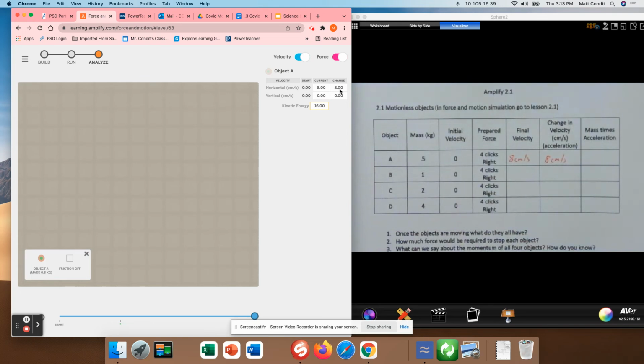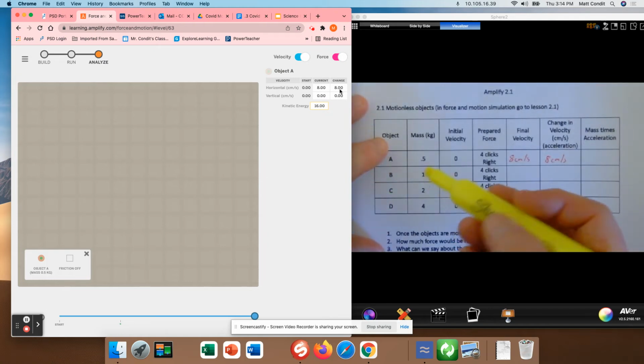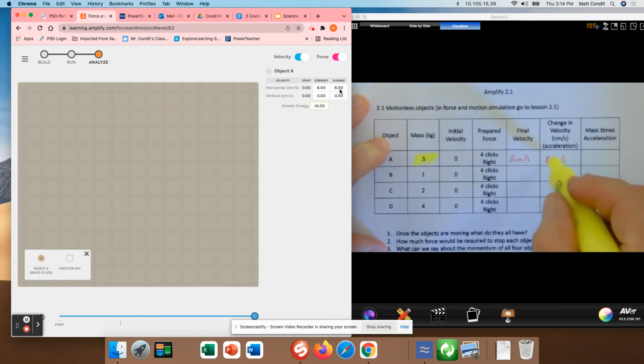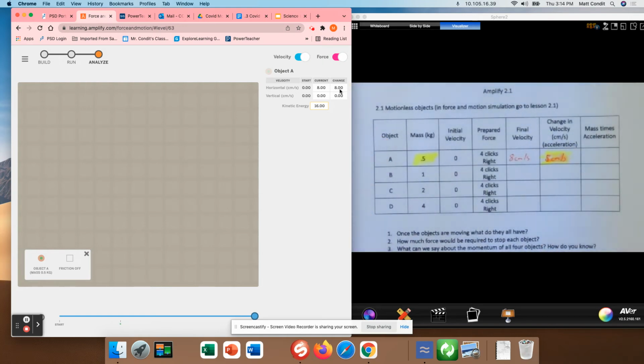Now notice the final part of the table, it just wants you to do exactly what it says, and that's take your mass number and multiply it times your acceleration number, which means you're going to take this number, that's your mass number, and you're going to take this number, that's your acceleration number. I'm smushing it in with my highlighter. And you're simply going to multiply 0.5 times 8. And that is your mass times acceleration number. And then you're going to put that in the final column.